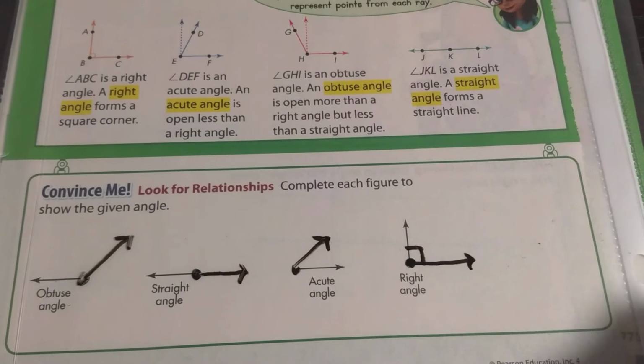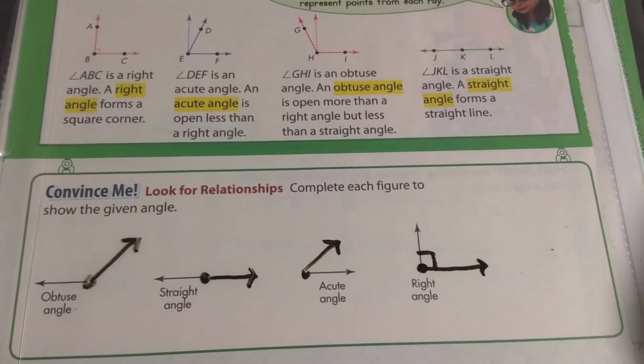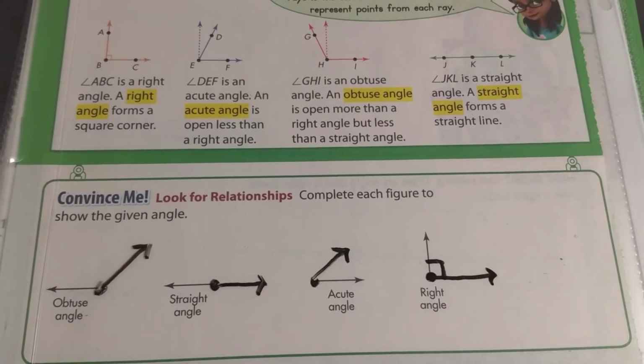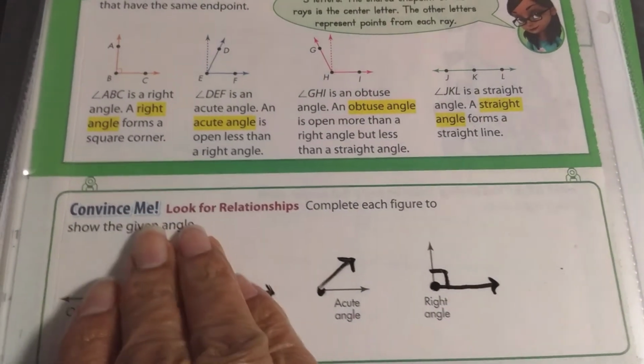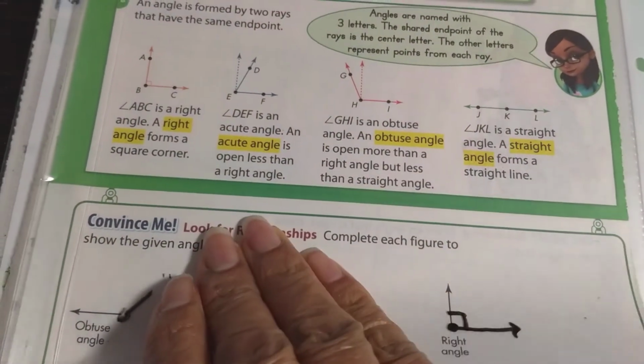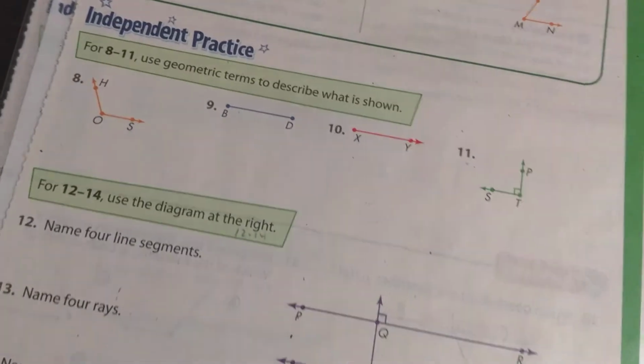All right? All right, let's move on to our workbook page. Where are we going now? Workbook page 773. Okay? Workbook page 773.